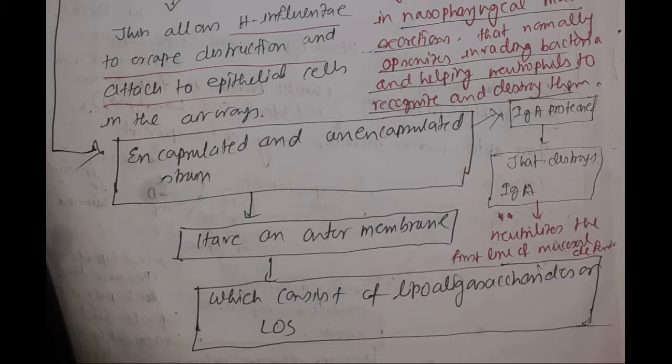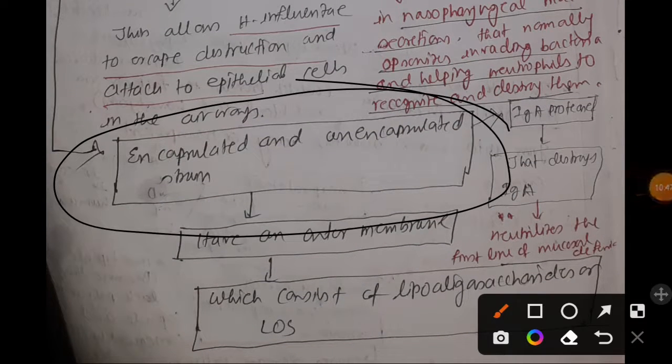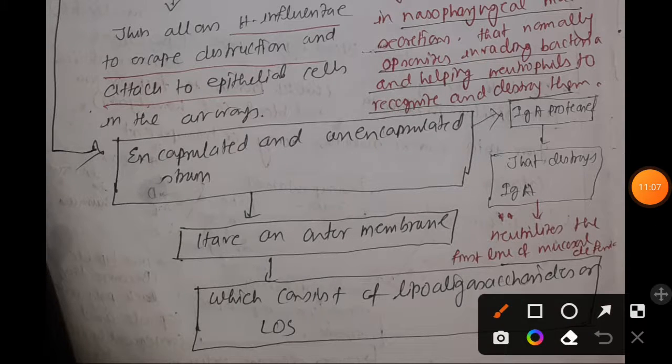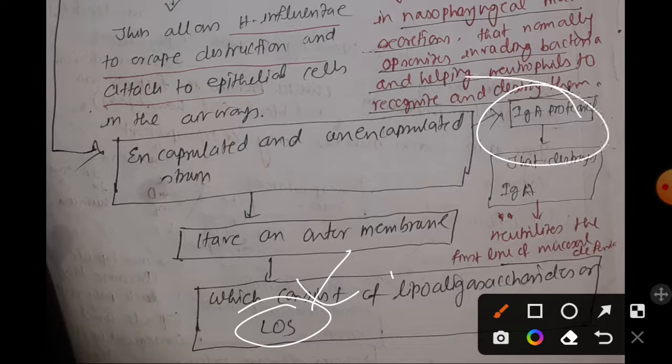Encapsulated and unencapsulated strains have an extra outer membrane, which consists of LOS, and this LOS has the ability to inhibit mucociliary clearance, the self-clearance mechanism of the bronchi, which is involved in sweeping bacteria out of the respiratory tract. As it gets inhibited by the LOS, Haemophilus influenzae can easily colonize the respiratory tract. Also the IgA protease is there, which neutralizes the first line of defense of the mucosal layer.